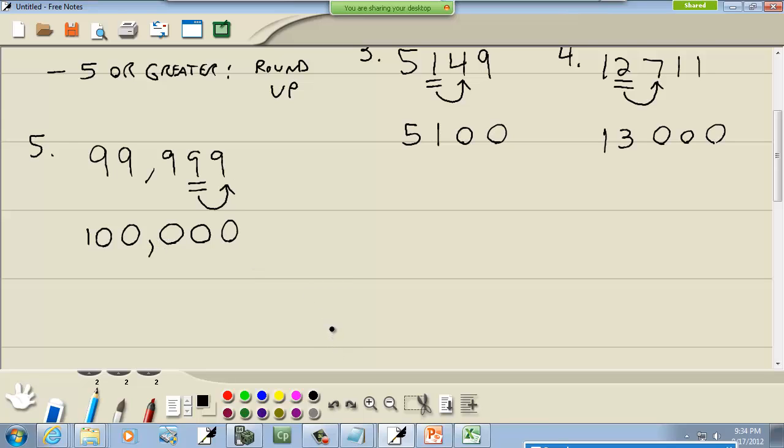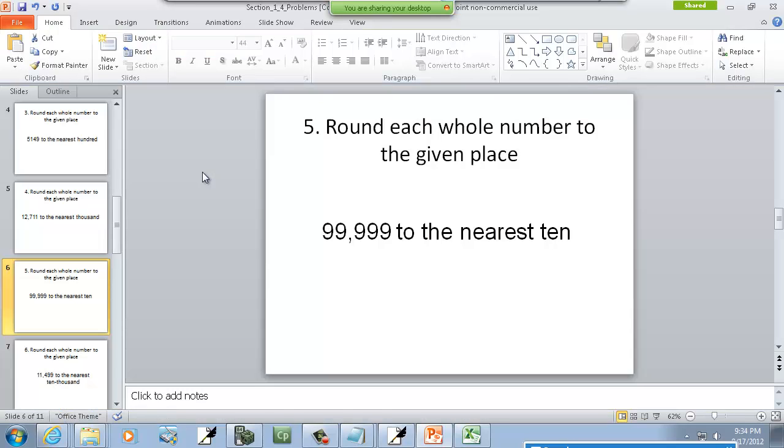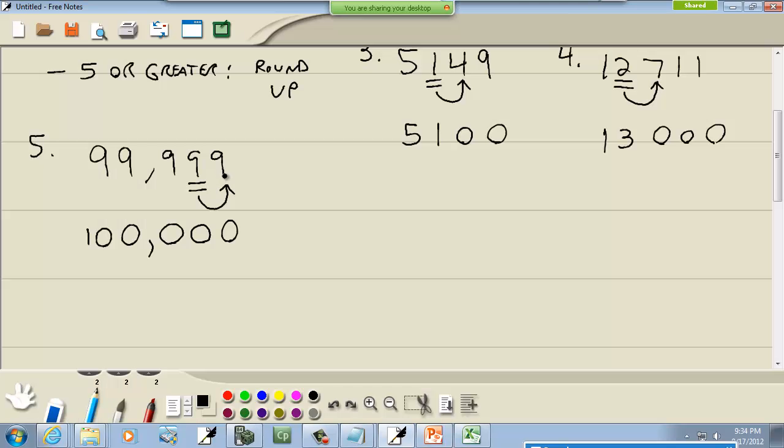So we'd have 100,000. Now let me say that again, because this is kind of a weird one. We're rounding it to the tens place again. We look at the digit to the right. This is 5 or greater, so we round up. So we add 1 to the 9. That gives us 10. Put a 0 here, carry the 1. Then that's 1 plus 9, 10. Put a 0, carry the 1. 1 plus 9, 10, carry the 1. 1 plus 9 gives us 10. And then this digit just becomes 0. So 100,000 is our answer.